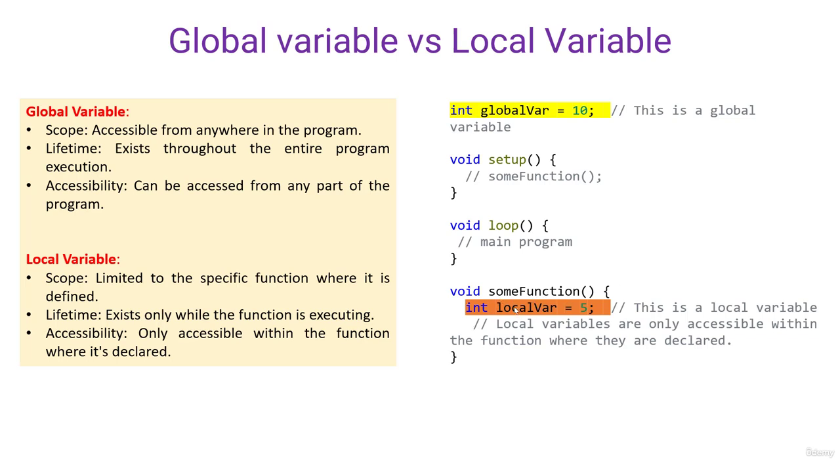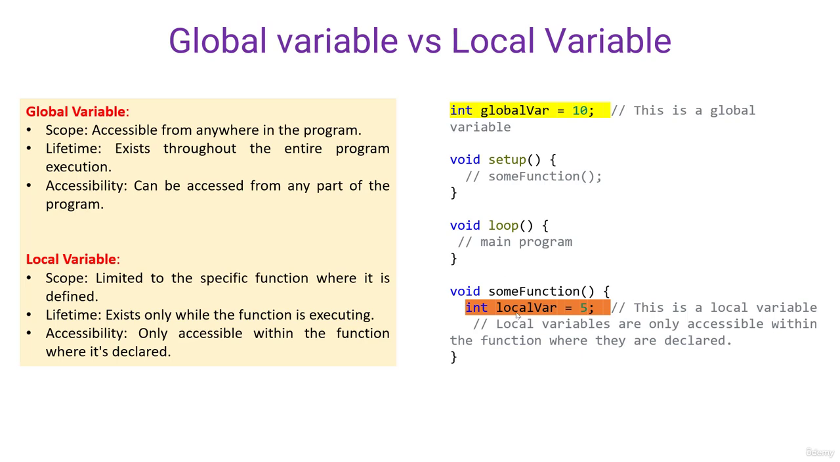But we cannot access the local var from other functions like void loop or void setup. So these are the properties of a local variable. Whereas the global variable, int global var is equal to 10. This is one global variable example. This variable has been defined and initialized outside any function. We can access this global variable from void setup or from void loop or from this sum function also. This is the difference between global variable and local variable.